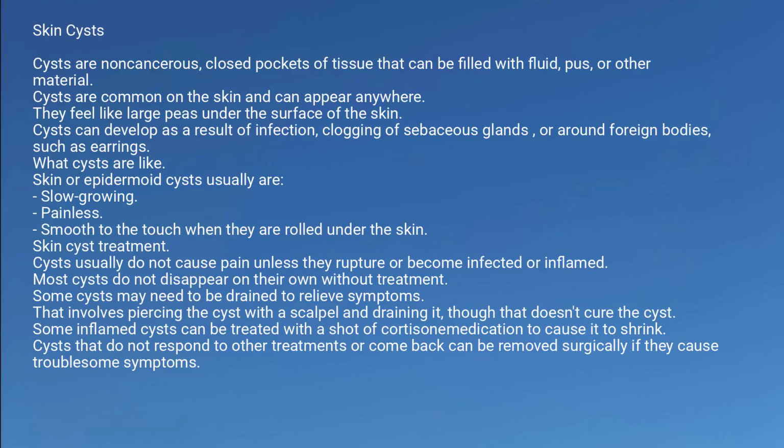Skin cysts. Cysts are non-cancerous, closed pockets of tissue that can be filled with fluid, pus, or other material. Cysts are common on the skin and can appear anywhere. They feel like large peas under the surface of the skin. Cysts can develop as a result of infection, clogging of sebaceous glands, or around foreign bodies, such as earrings.